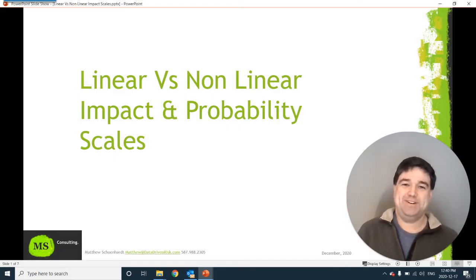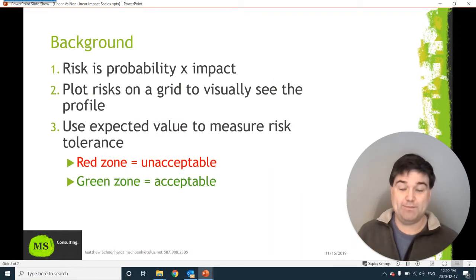Hi, Matthew Schoenhardt here of MS Consulting, and today we're going to talk about linear versus non-linear probability and impact scales. So a quick background for you first.